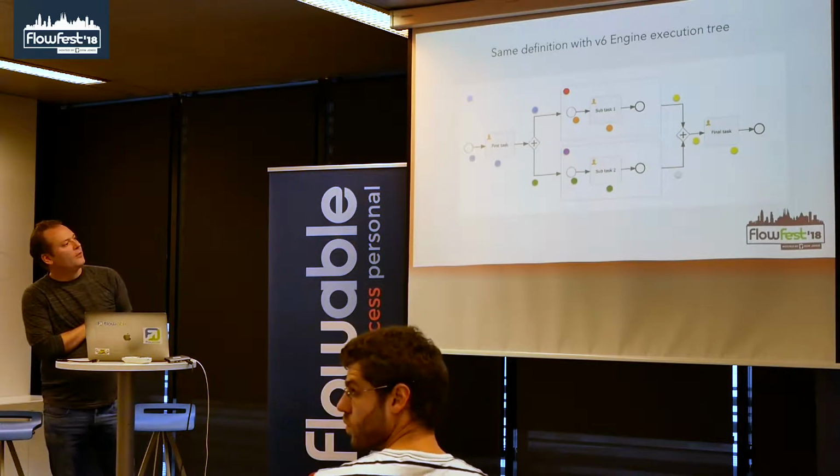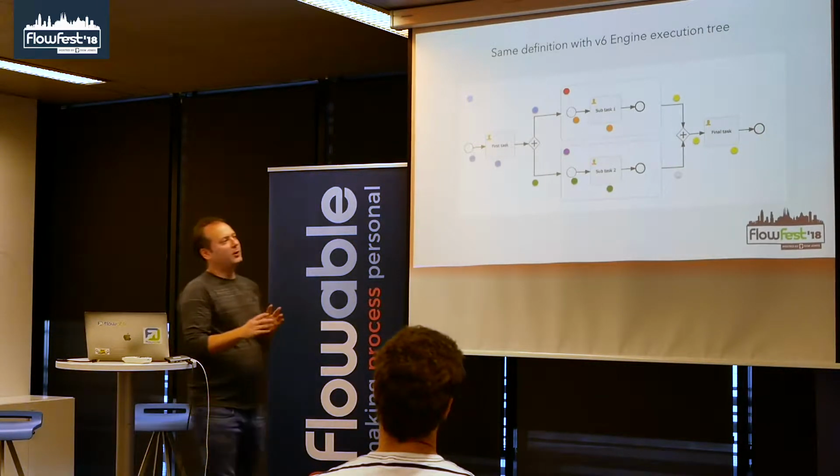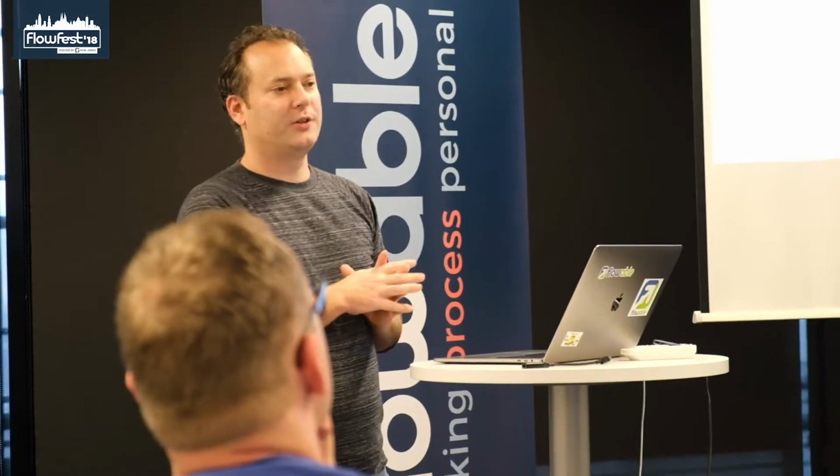And this is just one example of how in V6 the separation is a lot cleaner and a lot better compliant with BPMN. But if you look at more complex examples like multi-instance, inclusive gateway, there are a lot more differences. And the V6 engine is a lot cleaner than the V5 engine.